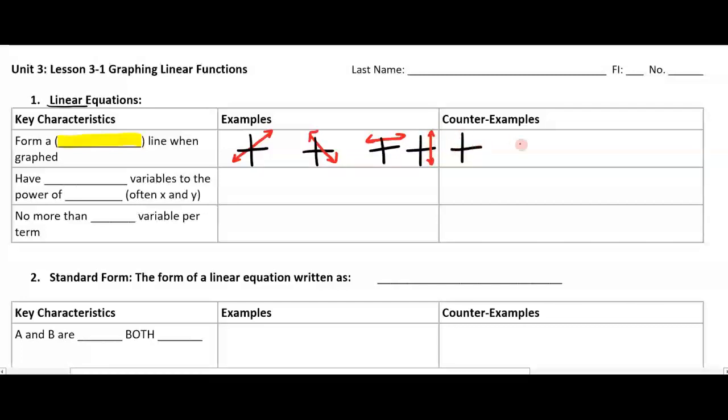Here are some counterexamples. These are things that are not linear equations. Something that's just a plotted point is not forming a line. Something that's curved, like a quadratic, is not a linear equation. We also have a special type of function that is made up of two linear equations, but these are two separate straight lines, not a single straight line, so that is not a linear equation. And in pre-calculus, we might deal with functions that form circles or other shapes like that. So these are all not linear equations. They are not a single straight line when graphed.